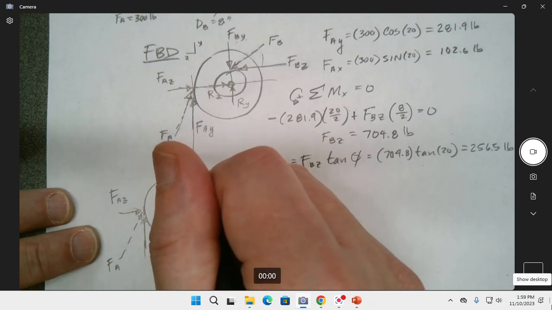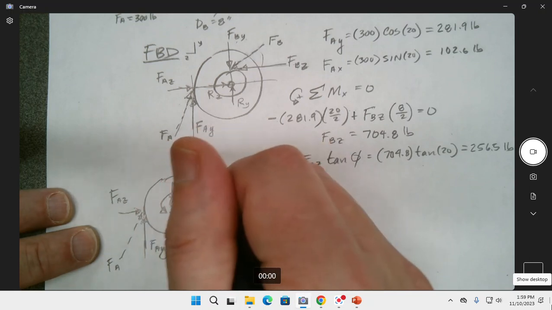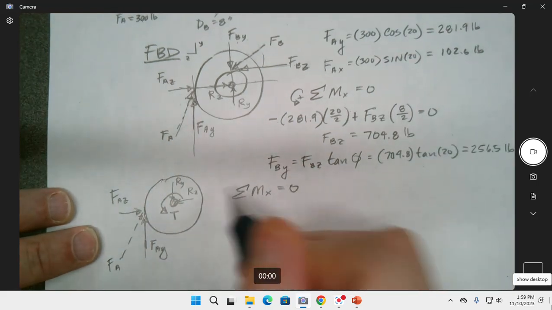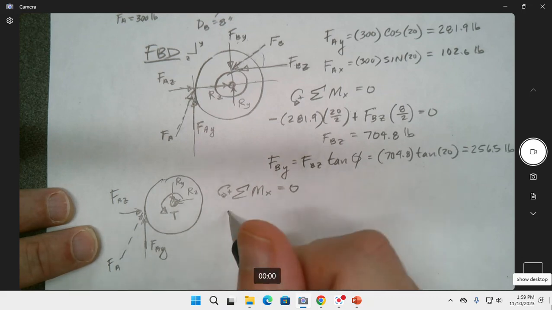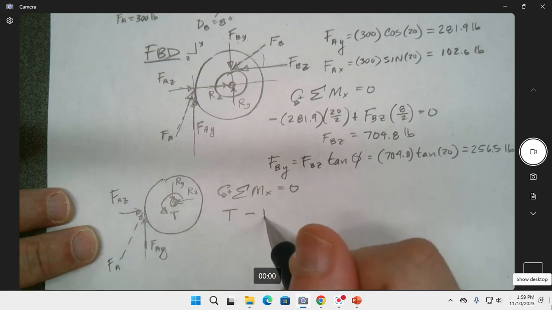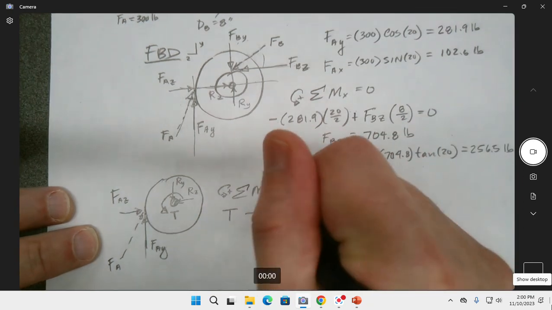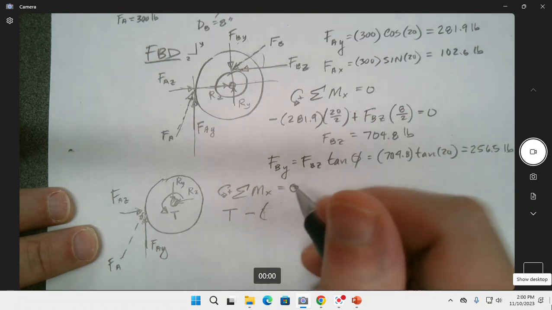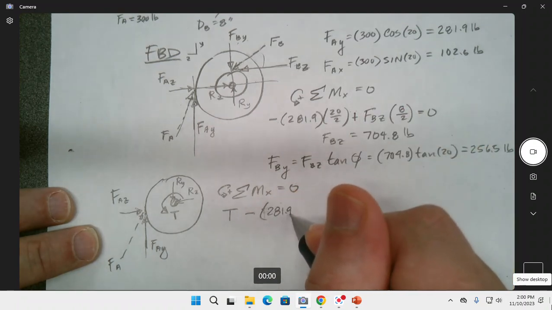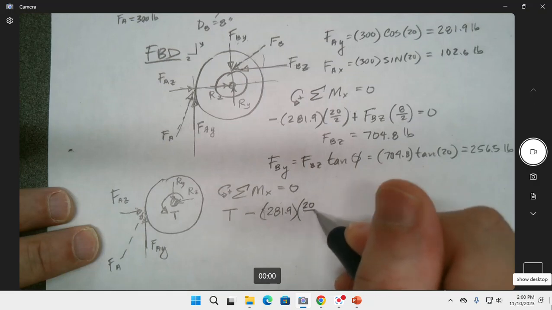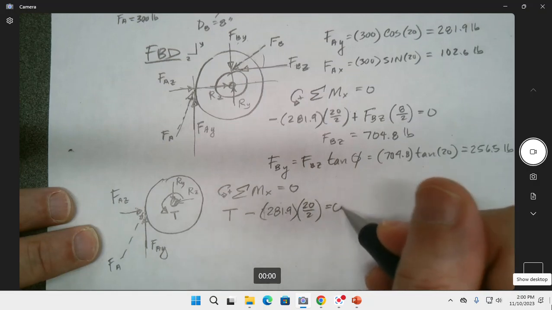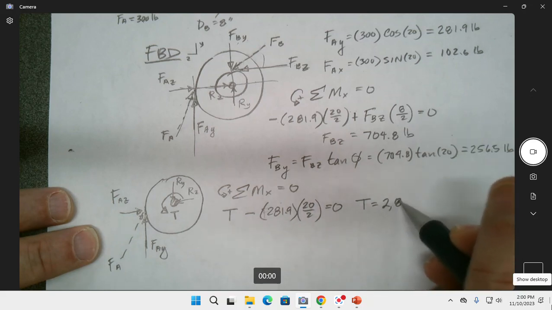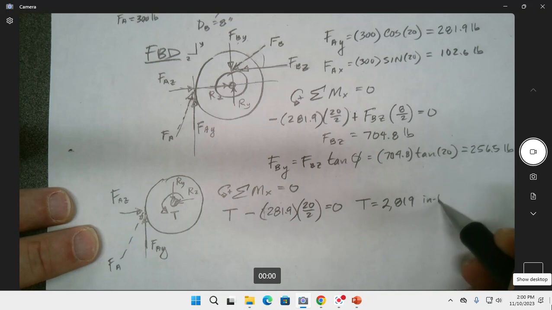So RY. Exactly. So the sum of the moments about the x is equal to 0, and we'll say T minus FAY. Actually, I know the value, so I'm just going to put it in there instead of doing that extra step: 281.9, and then 20 over 2. Do that in your head and you get 2,819 inch-pounds.